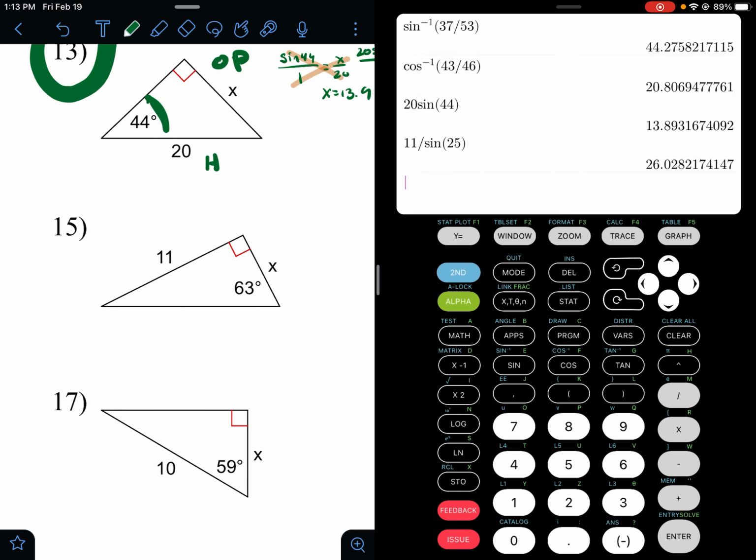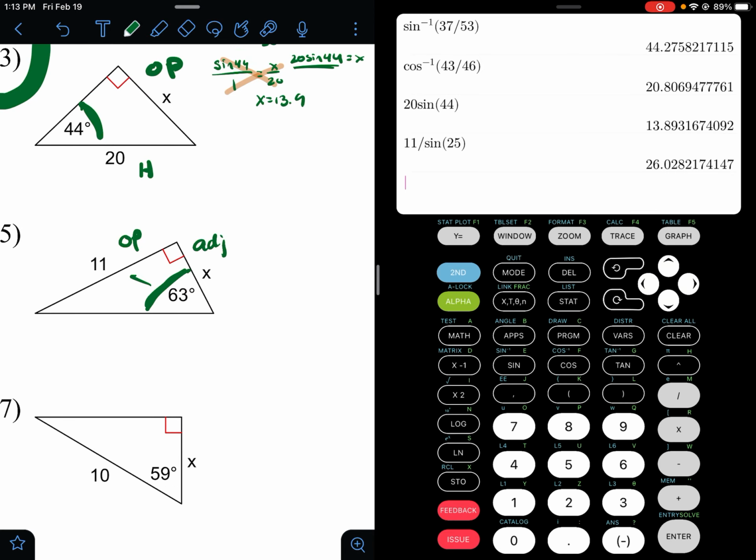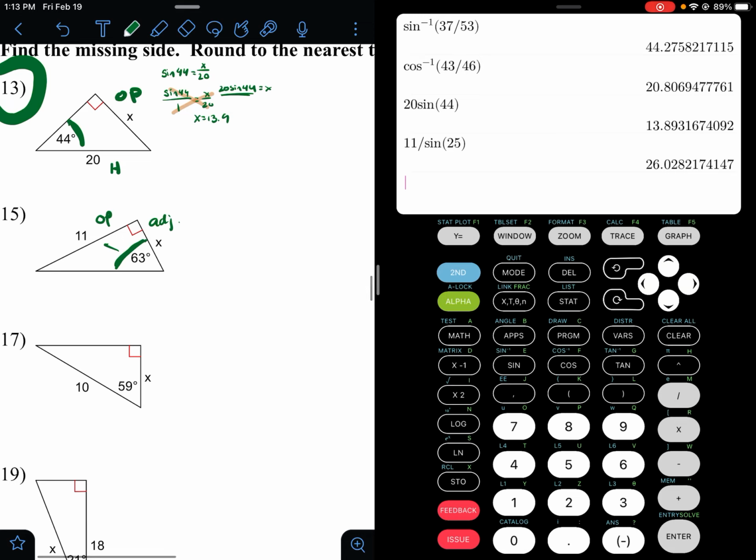So if we look at number 15, I've got this angle, I've got my opposite, and I've got my adjacent. All right, so we're going to need tangent. Tangent of 63 equals my opposite, which is 11, over my adjacent, which is x. We'll do the cross multiply thing and we get x times tangent of 63 equals 11. Then we have to divide. Why do we have to divide? Well, of course, we got the x on the bottom. We're going to end up dividing on the end there.